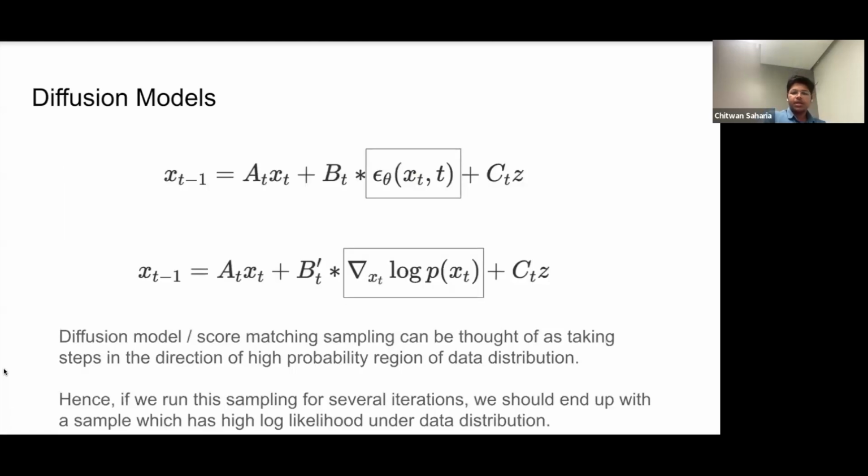Okay. So this is again just rewriting the sampling process that we had. I've just replaced these constants with at, bt, and ct just to make it simple. And again, when I replace this epsilon with the score, I just change this constant here. And I just wanted to emphasize that thing again, that every step we are taking a small step in the direction of high probability region. And if we run the sampling step several times, we end up with a sample that has a high log likelihood under the distribution.